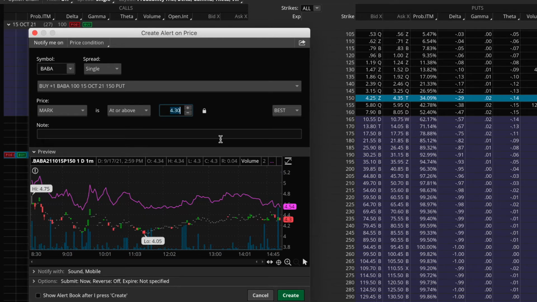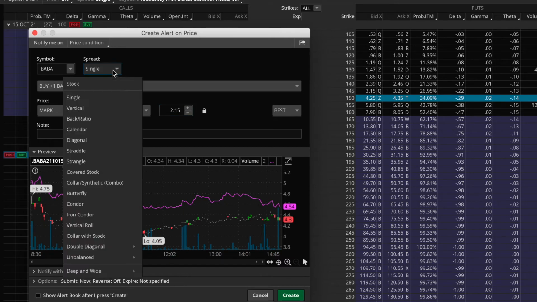For example, if the value of this put doubles in price and goes to $8.60, then let me know, right? If the mark price of this option is at or above $8.60, send me a notification. Or if it gets cut in half and falls down to $2.15, then also let me know. And you can see automatically it's switched to notify me if the mark price is at or below $2.15. So that's very nice for other kinds of adjustments that you may want to make on your positions or what have you. You can also set alerts based on an entire position.